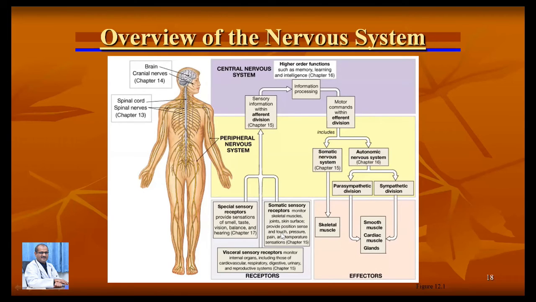So whenever you take a small needle and prick your body, that is processed through the somatic sensory receptor to the sensory information afferent division, then it is processed in the higher centers of the brain, then it will give a motor command so that you withdraw your hand, because it is made up of skeletal muscles. Whereas the visceral sensory receptors are also present in the intestine and other organs, which are also sensory in nature, and they are also processed in the central nervous system, whereas the parasympathetic or sympathetic outflow is elicited by this particular system.